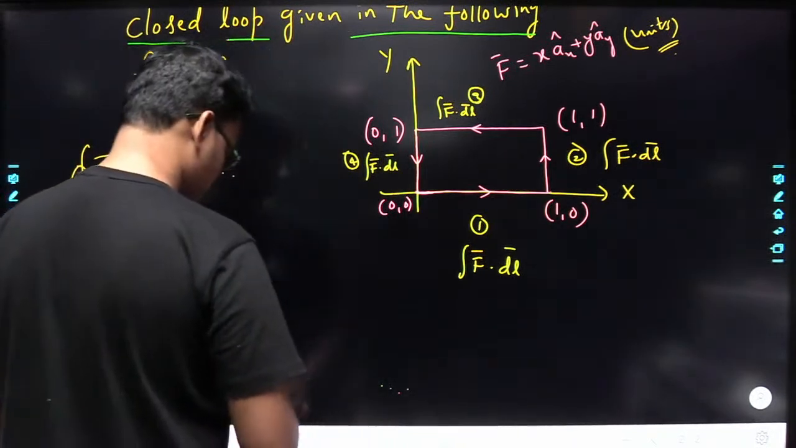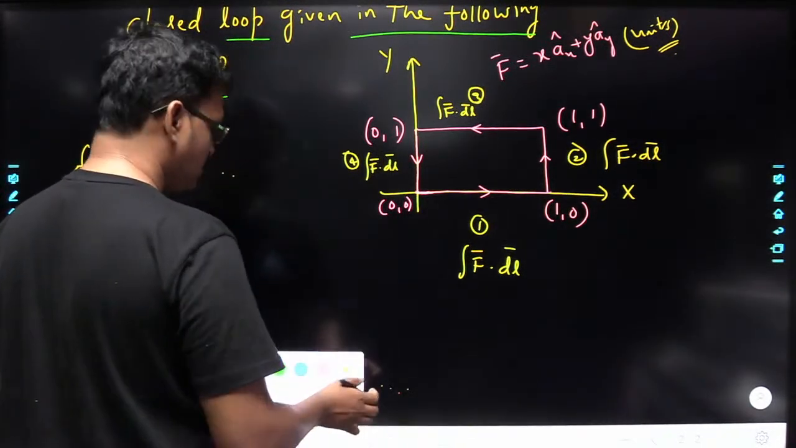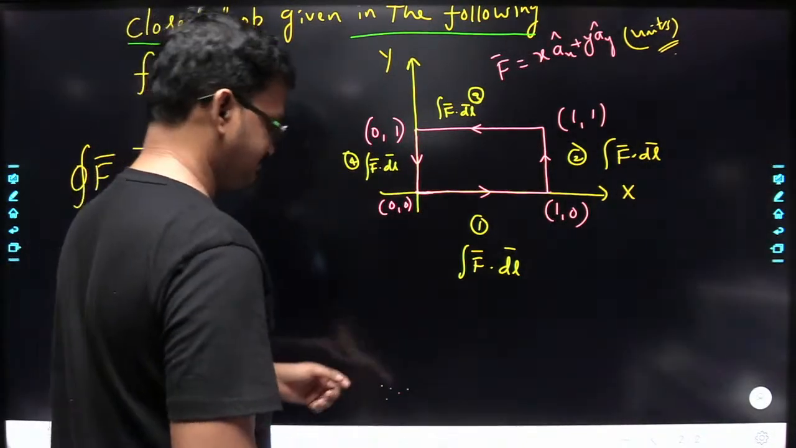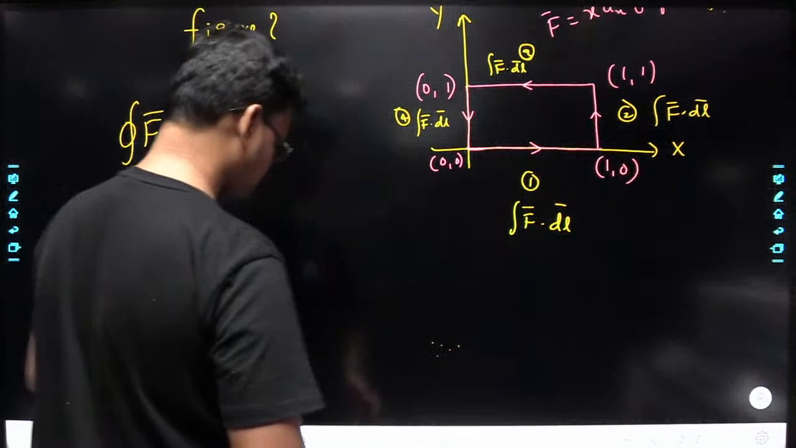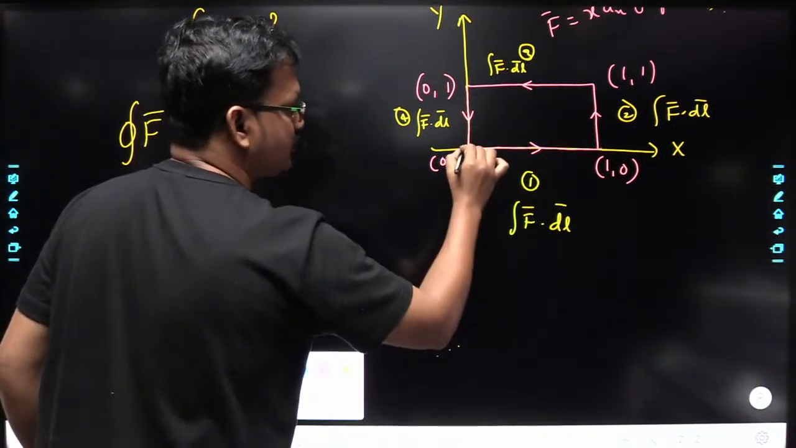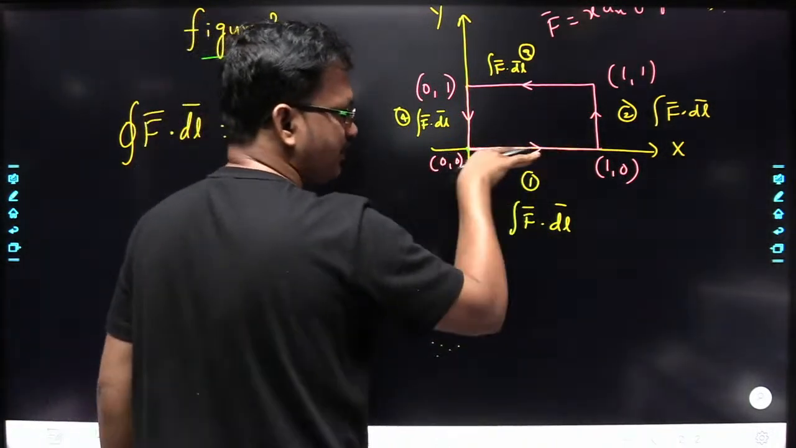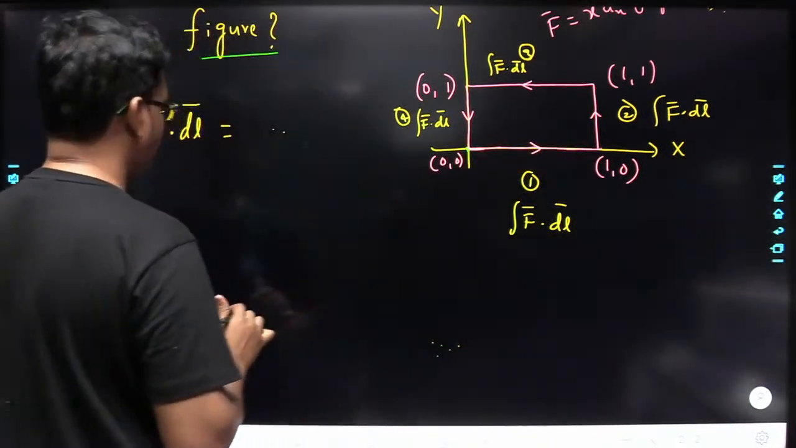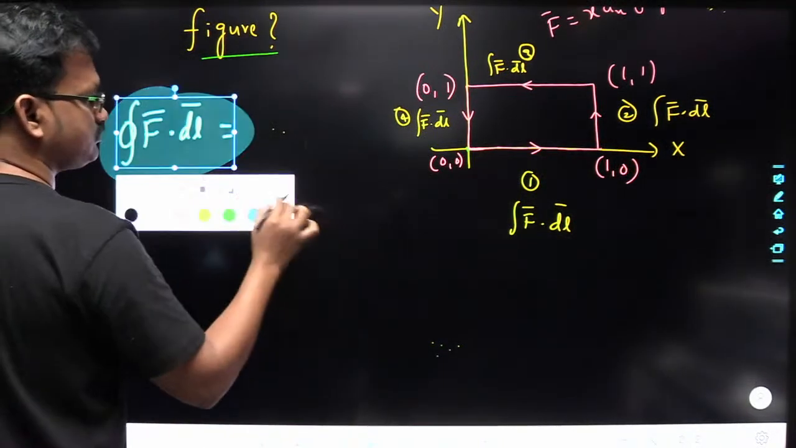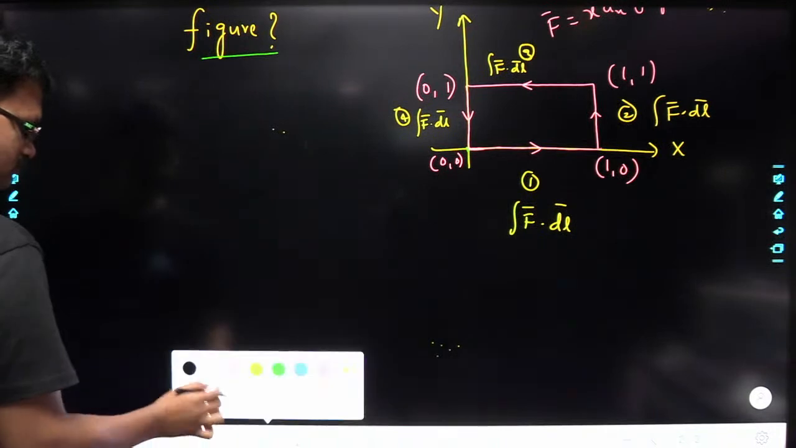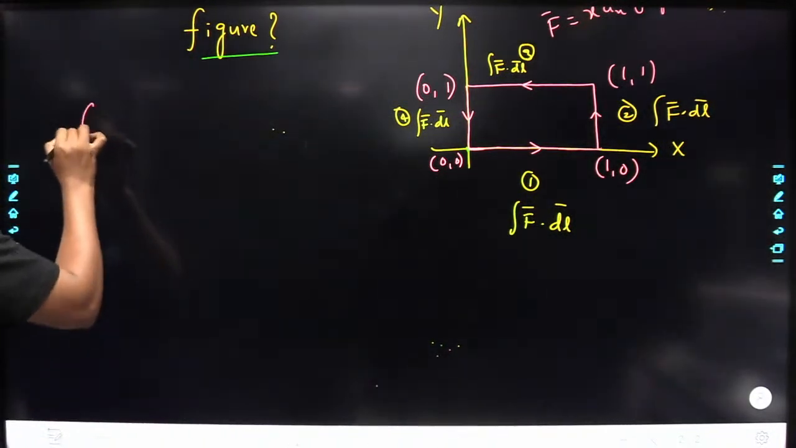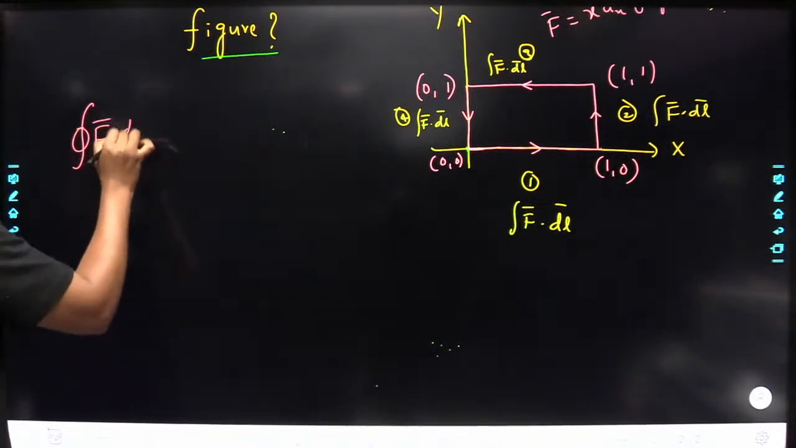Now see here. So first I am doing from here to here. So that means I am moving along what? X direction, right? See here. So I am trying to determine the circulation of the vector field around the closed loop.